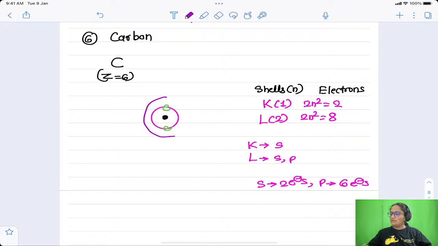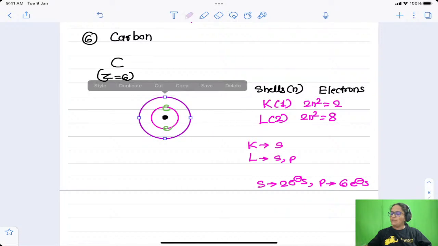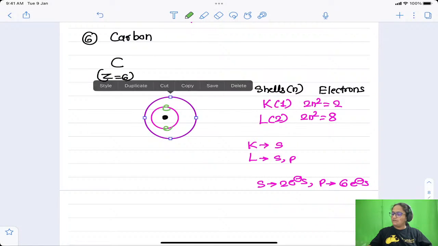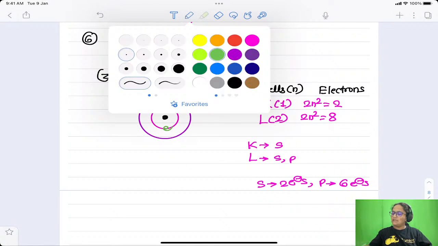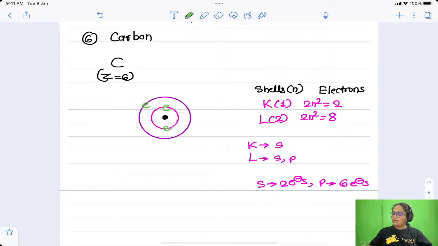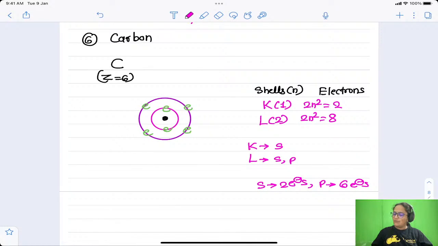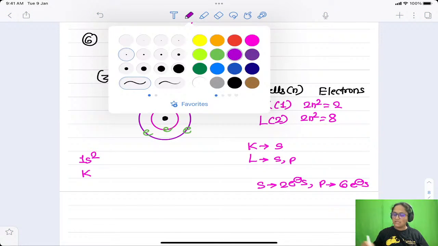Next I will draw the second shell, the L shell. Now here in the L shell, 4 electrons will enter, 1, 2, 3 and 4, right? Okay, let us see the electron configuration. First of all, I will write down for the K shell. It is very simple, 1s². 1 is the shell number, s is the symbol, 2 is the number of electrons in it. Now I'll write down for the L shell.